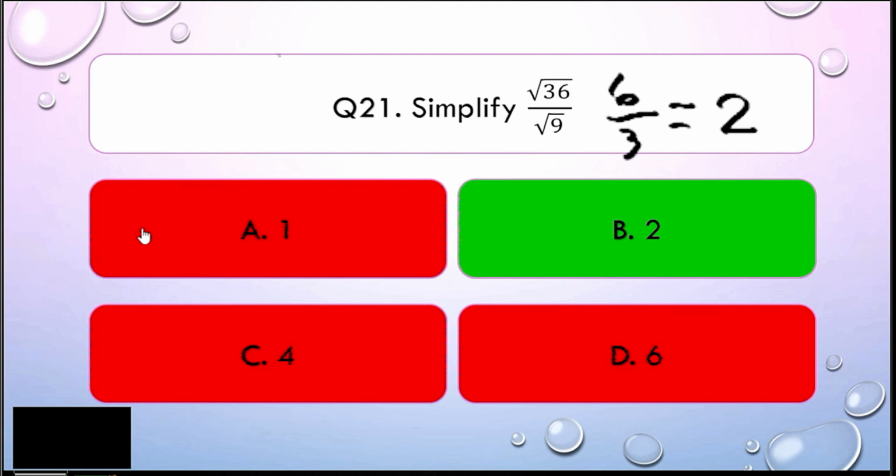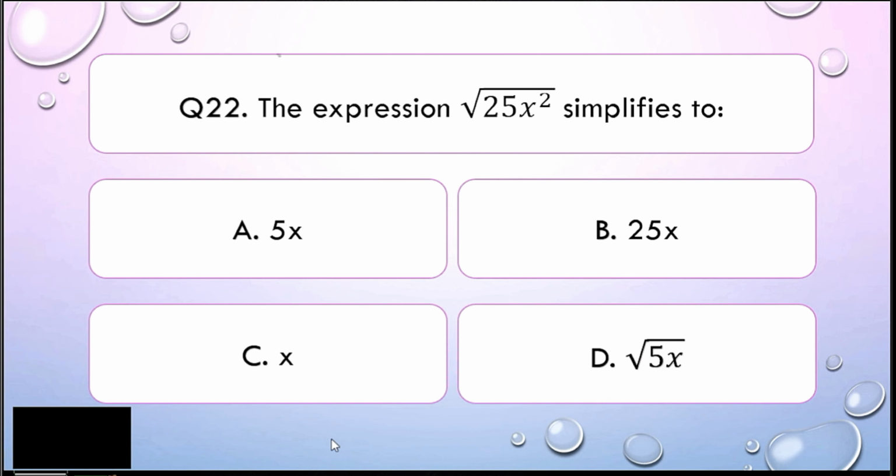So now, let us go to question number 22. The expression square root of 25x squared simplifies to, is it A, 5x, B, 25x, C, x, or D, square root of 5x? I'll give you 5 seconds to think about your answer.